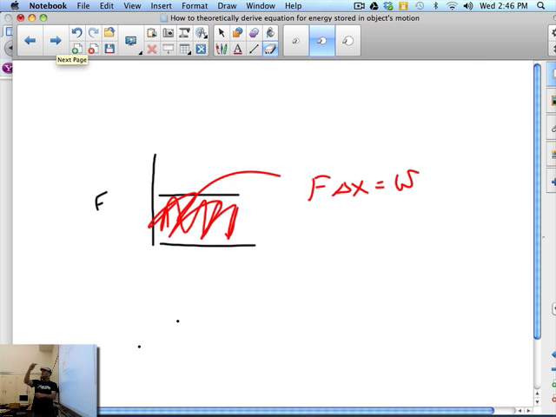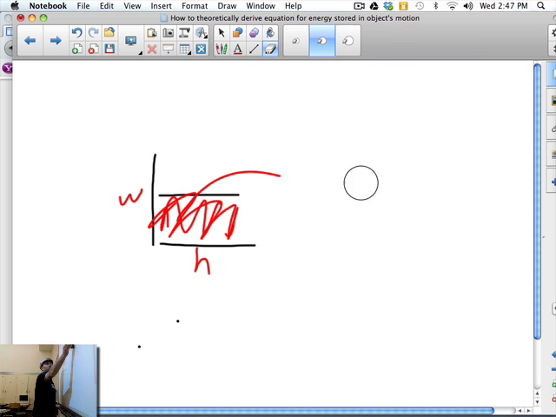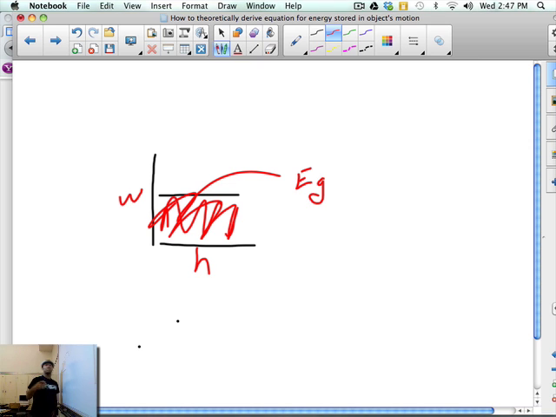instead of delta x, can I call it h because I'm lifting upwards? And instead of F, you just agreed with me that the weight of the object is going to be equal to the force you lift with. So this is weight. So EG, now we're not talking about work, right? We're talking about energy stored in a gravity field. But it comes out of the definition of work, what we just did, is going to be weight, not work, I'm going to write it out, times the height I lift.